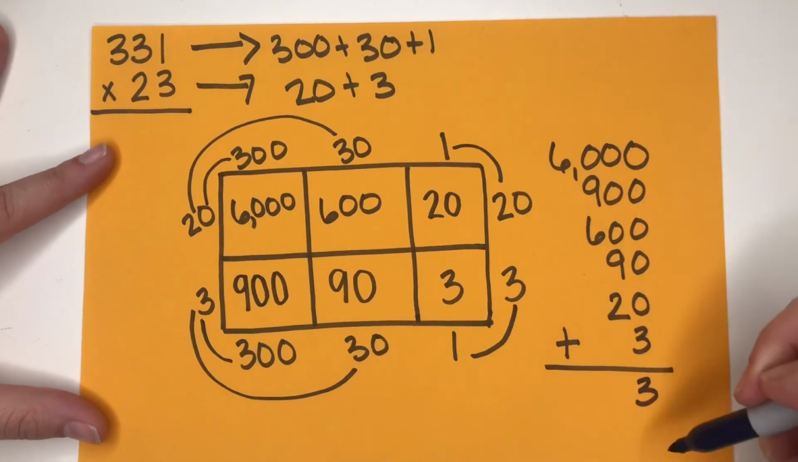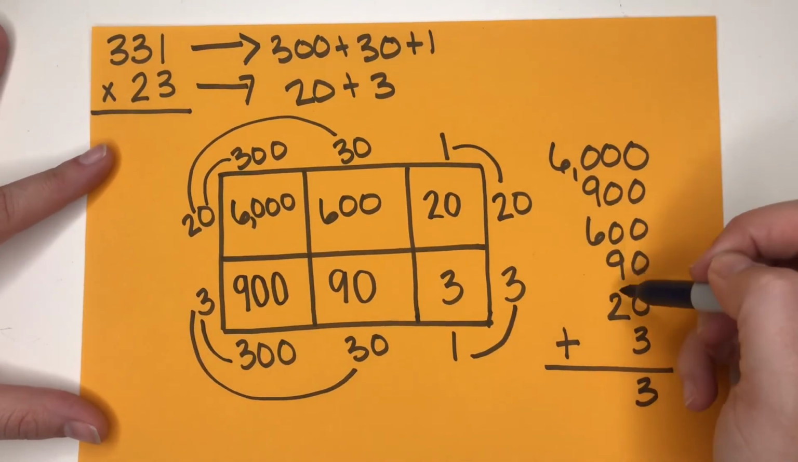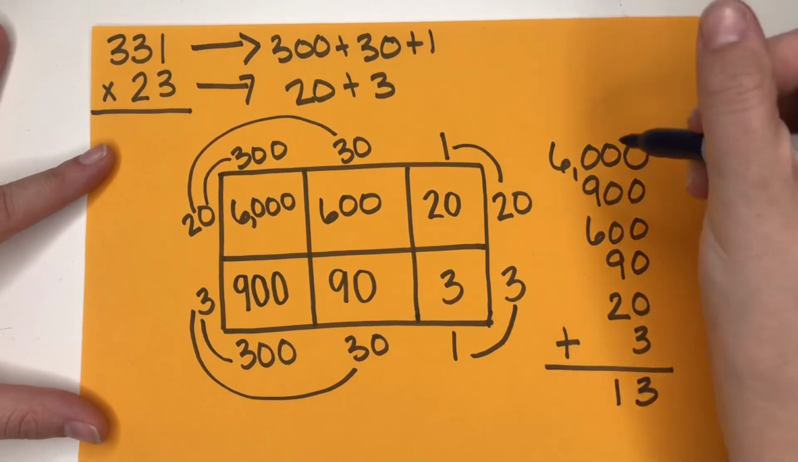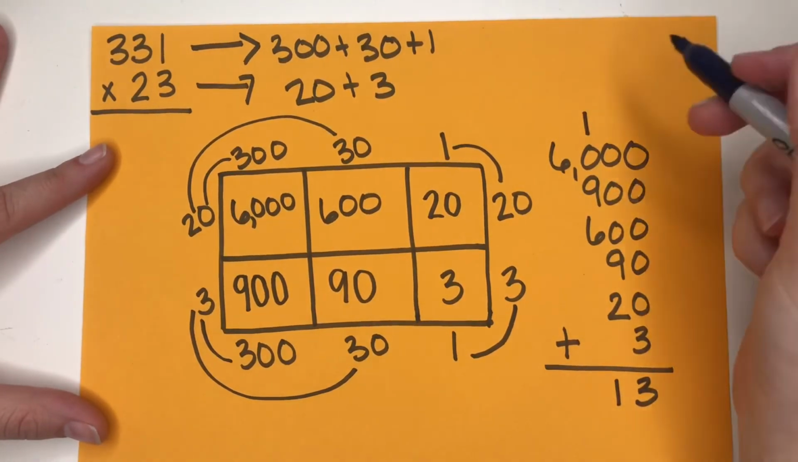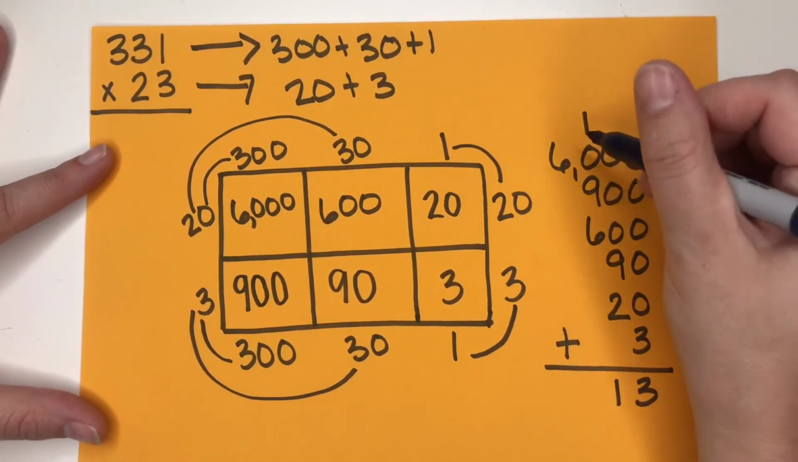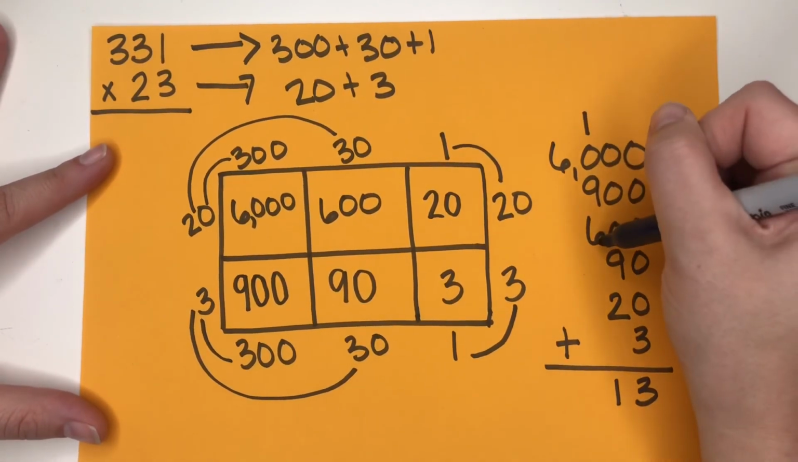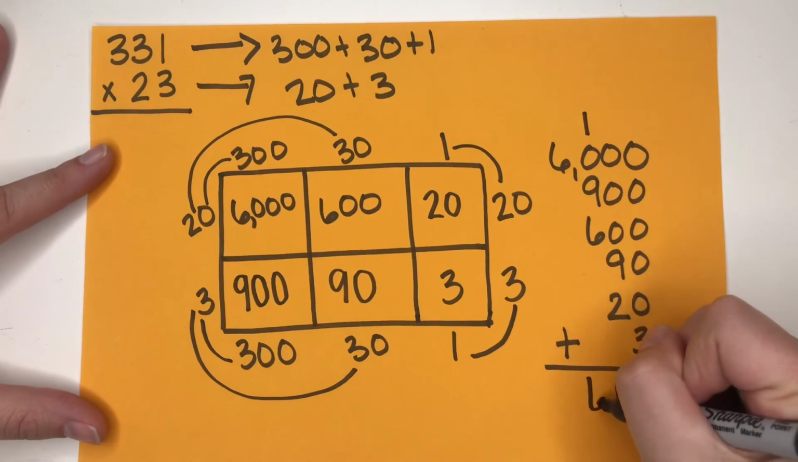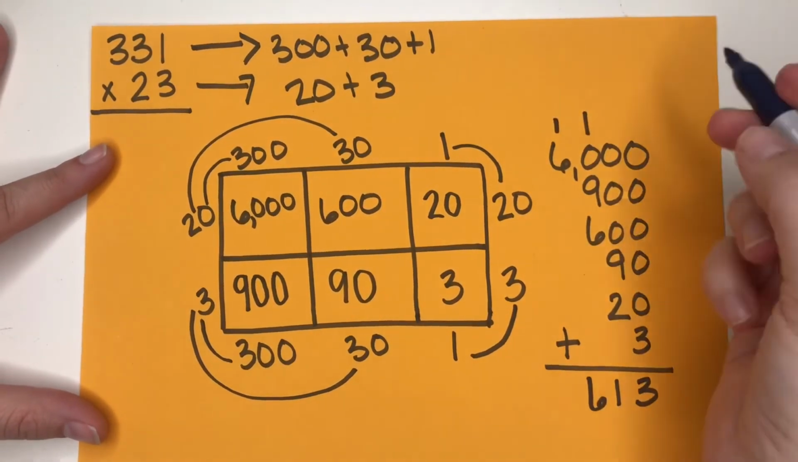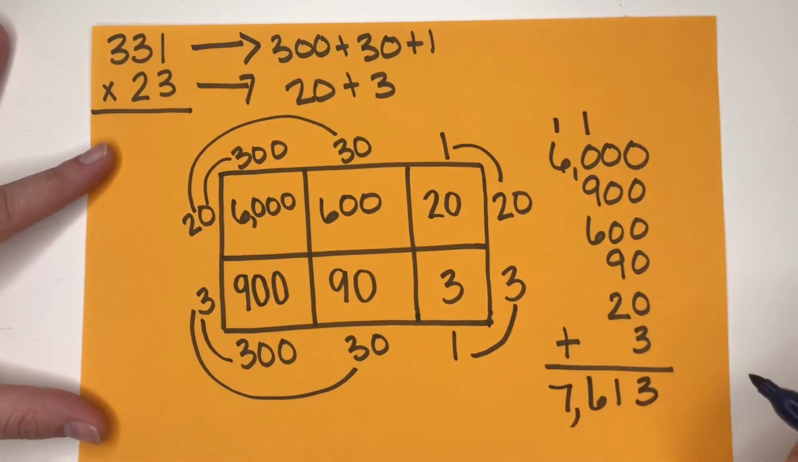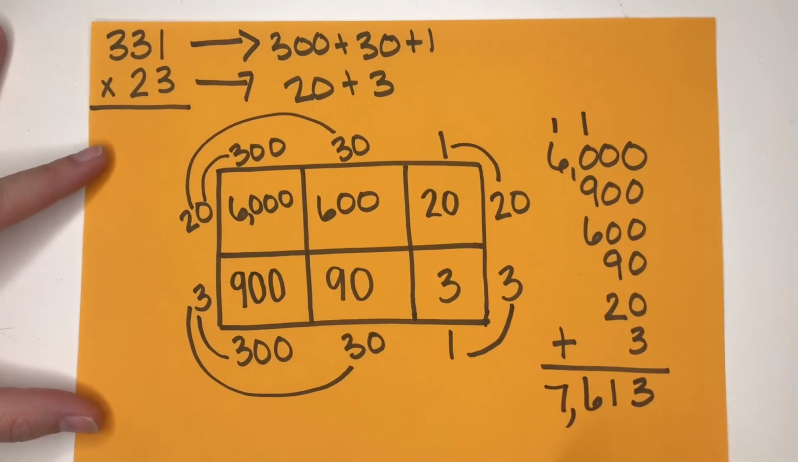My ones place is done. Let's move to the tens. So I have 9, 10, 11. I must regroup. So now I have 9. I'm going to add the 1 because 9 and 1 make 10. And then that's easier because 10 and 6 make 16. I'm going to carry that 1. And now I have 7,613.